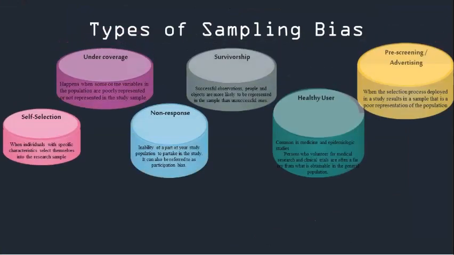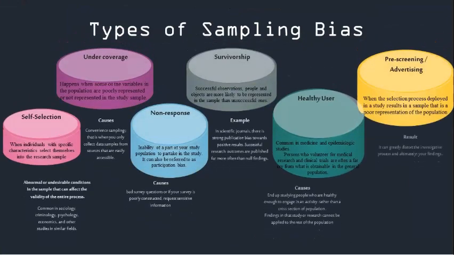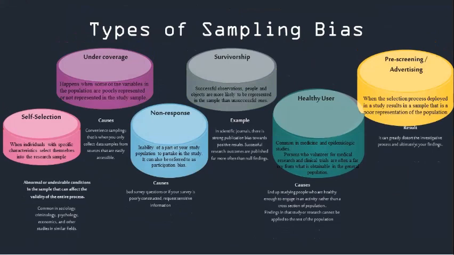What are the various types of sampling bias? The first one is self selection. When does this kind of bias happen? It happens when individuals with some specific characteristics select themselves into the research sample.